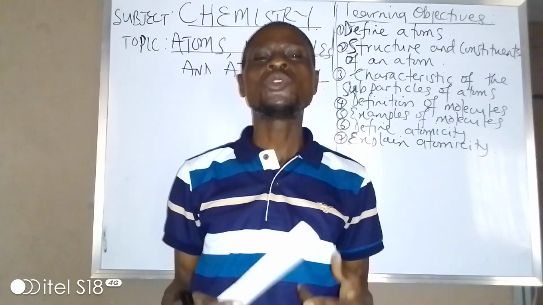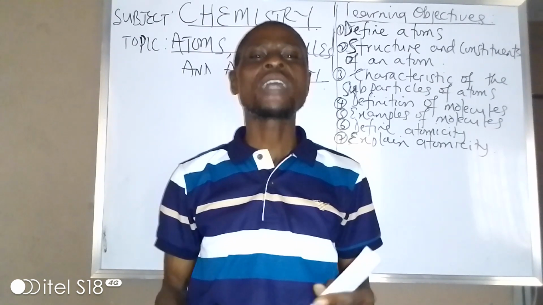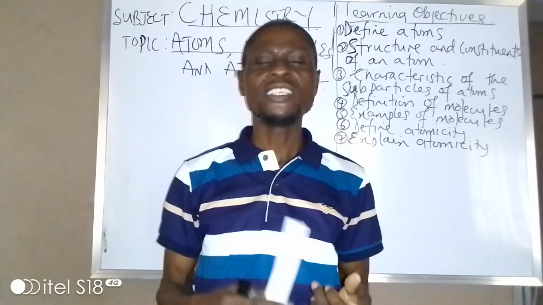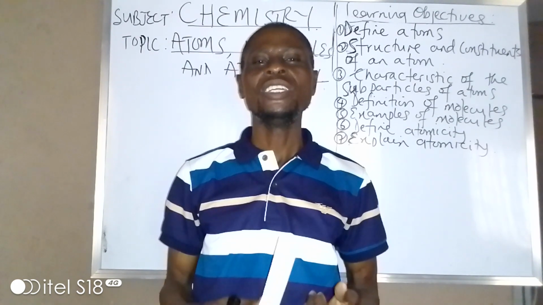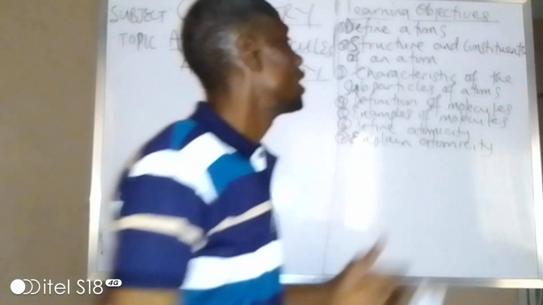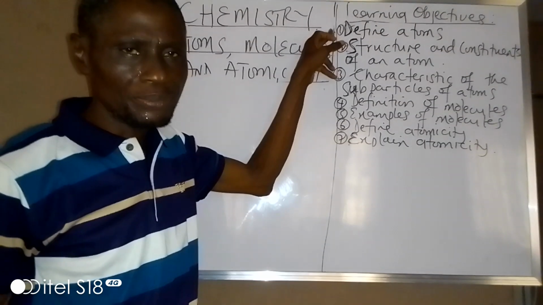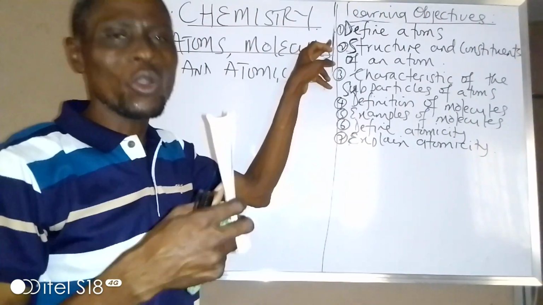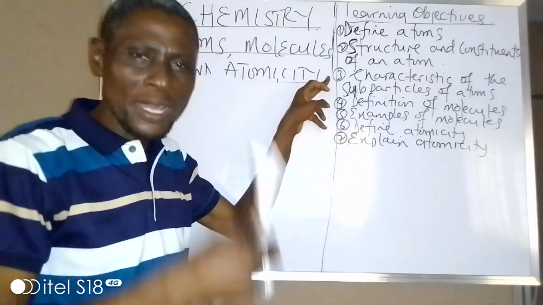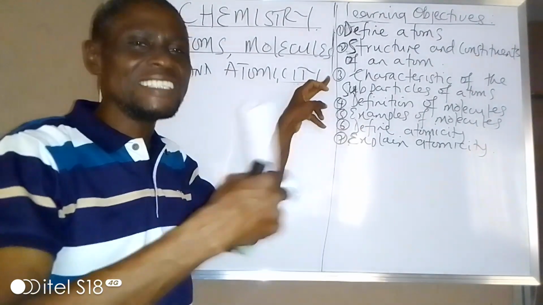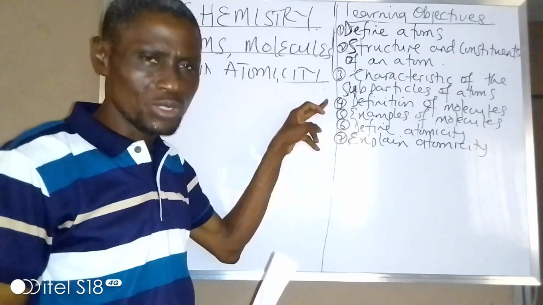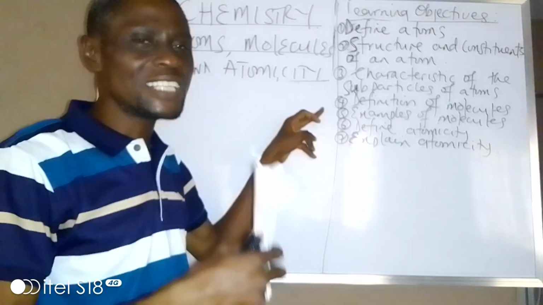But before we dive into the topic very well, I would like us to look at some of our learning objectives, like we normally do on this channel. What are the things we want to achieve in today's topic? So let's go over our learning objectives. The first one, we are going to define what is an atom. We will look at the structure and constituents of an atom. We now move on to the characteristics of subparticles of the atom, the things that are inside the atom. We now move on to definitions of molecules. What is a molecule? Examples of molecules.